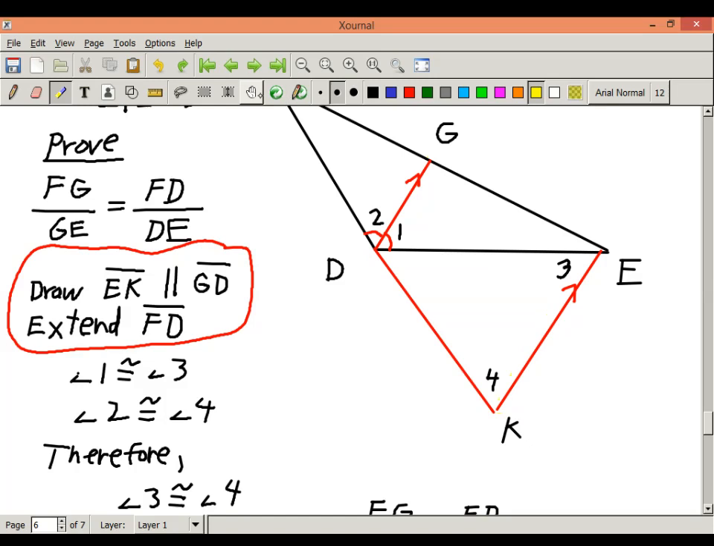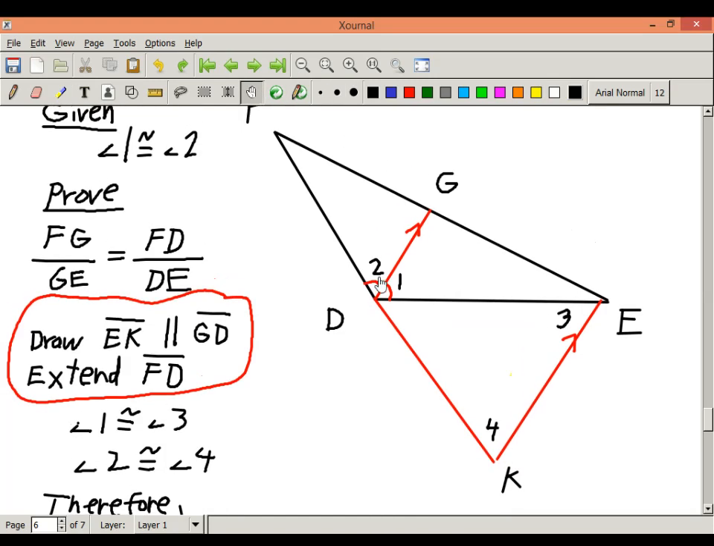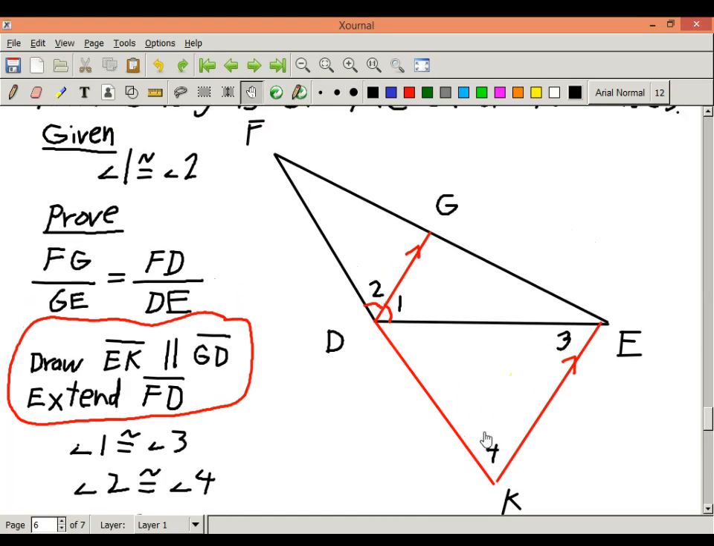2 and 4 are also congruent. So angle 2 and angle 4 down there are congruent because this time you got corresponding angles are congruent. So here's your parallel lines. There's your transversal. And angles 2 and 4 are corresponding angles, both on the same side of the transversal, both above the parallel line. So that's how we got angle 2 congruent to angle 4.